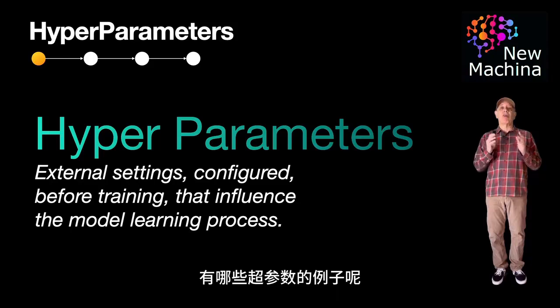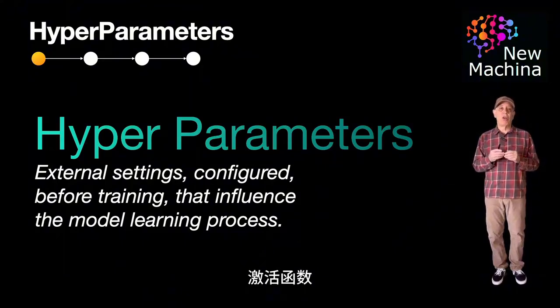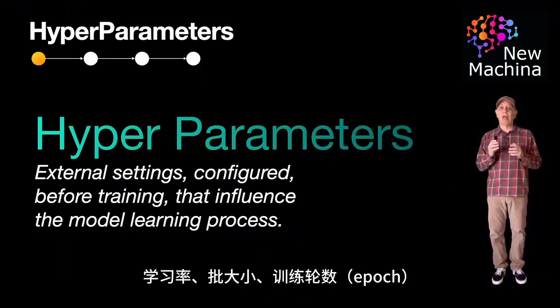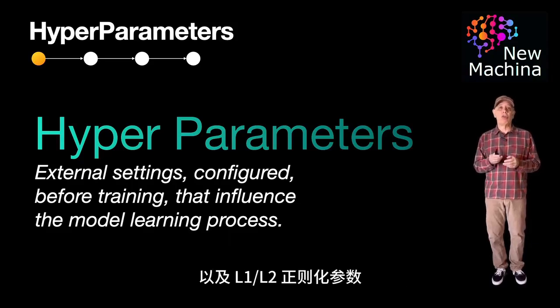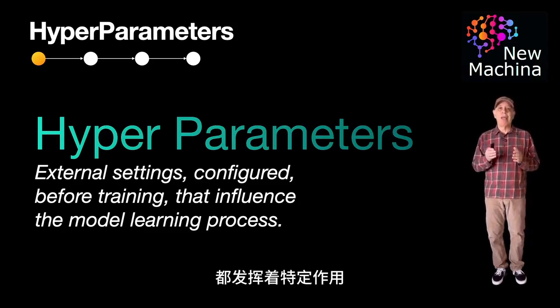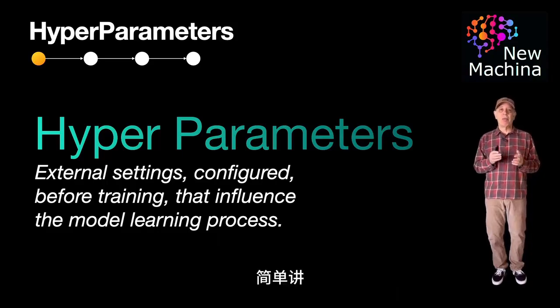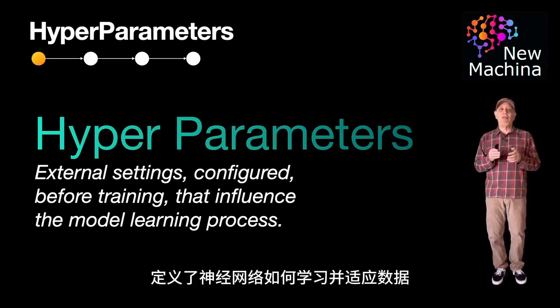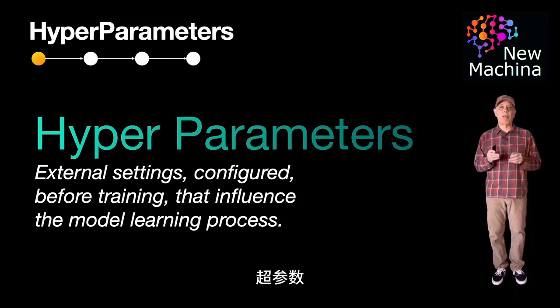What are some examples of hyperparameters? Well, key hyperparameters include network architecture, activation functions, learning rate, batch size, number of epochs, optimizers, dropout rate, and L1, L2 parameters. Each of these plays a specific role in shaping the model's learning process and performance. To put it simply, these settings define how a neural network learns and adapts to data. Let's quickly talk about some of these key hyperparameters.